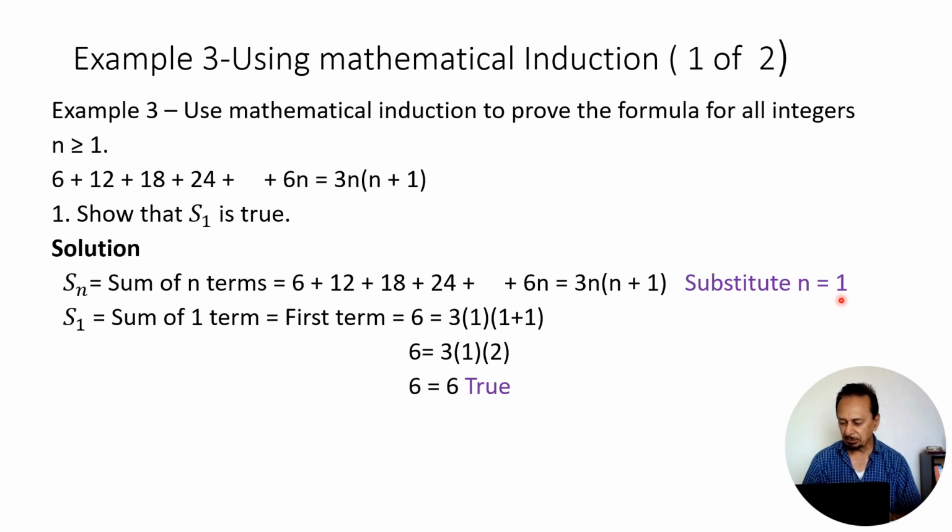So substitute n equals 1. It becomes S1 equals the sum of one term, which is the first term, 6. On the right side, put where the n is 1. So it becomes 3 times 1 times 1 plus 1. 1 plus 1 is 2. So 3 times 1 times 2 would be 6. So 6 equals 6, so true. So we can say S1 is true.